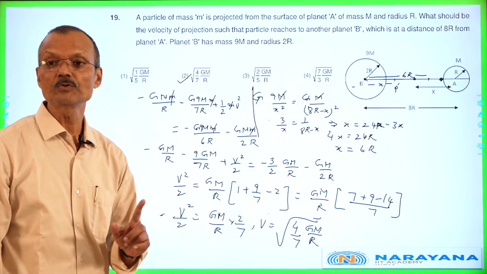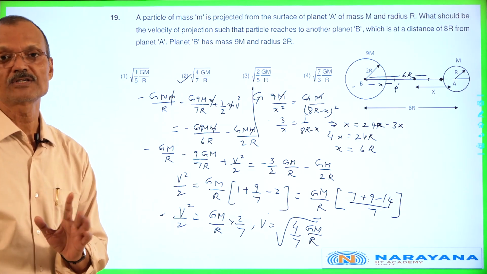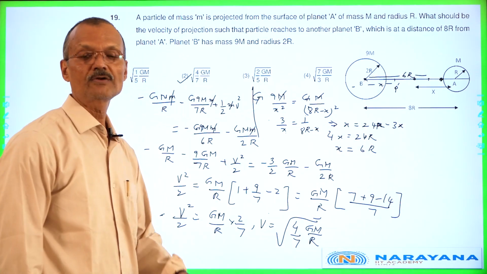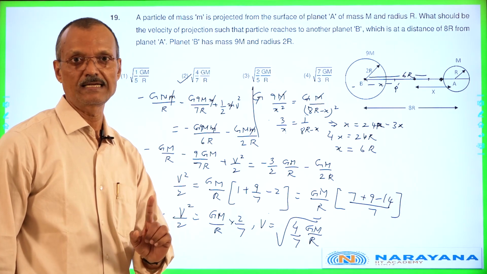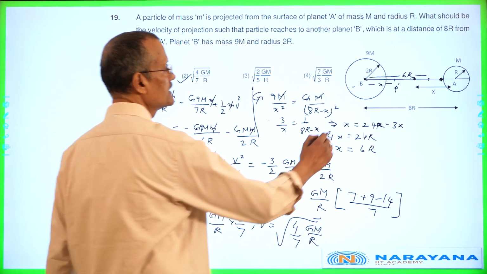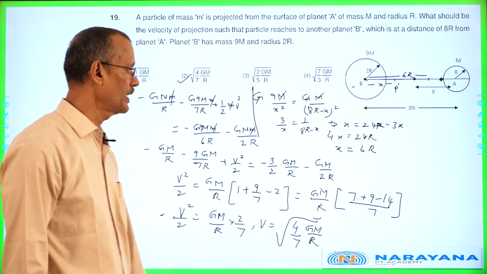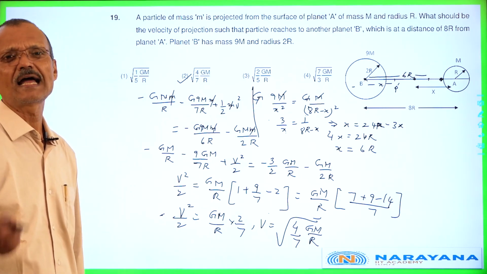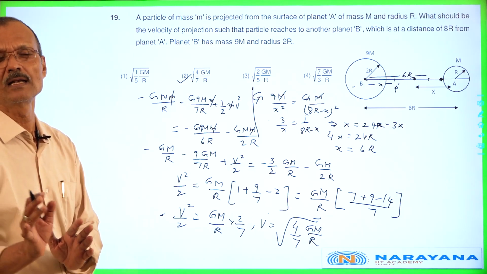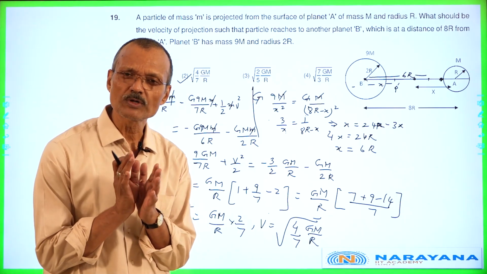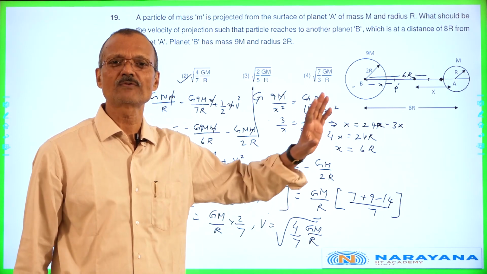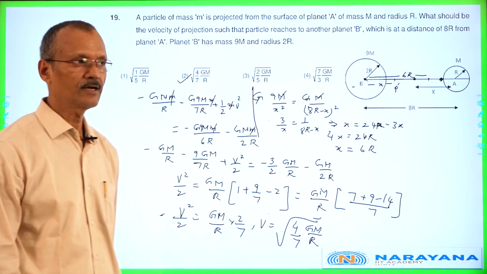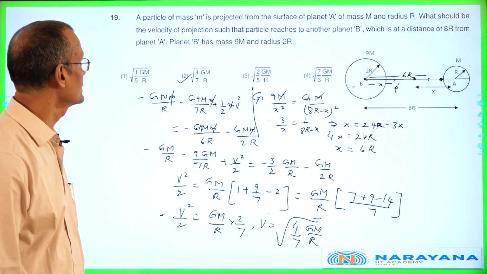Secondly, you will have to consider the principle of conservation of energy. From here, when you are projecting the particle, it will have potential energy plus kinetic energy, and when it is reaching the neutral point at 6R, it will have only potential energy. Or you can simply say the kinetic energy imparted to the particle must be equal to the difference of potential energy between the surface of the smaller planet and the neutral point. Clear to you? I hope you understood this.